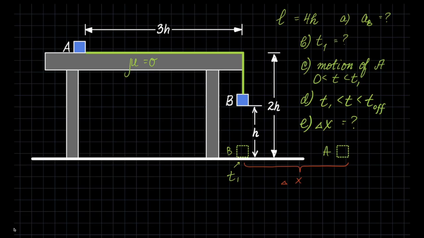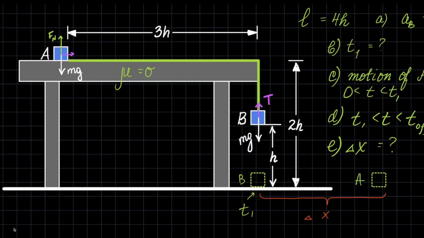As soon as this contraption is allowed to move, it will move downward with acceleration. B will be accelerating downward, A will be accelerating to the right. So in terms of forces, there are three forces on block A. Gravity and normal balance each other out, and then force of tension. That force of tension equals force of tension on block B, and as far as block B goes, mg is greater than force of tension.